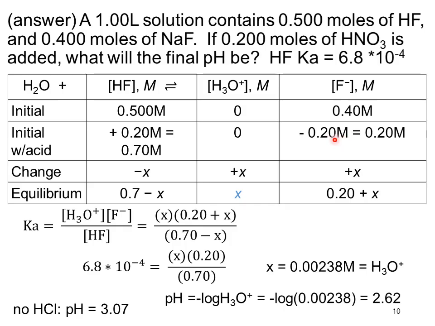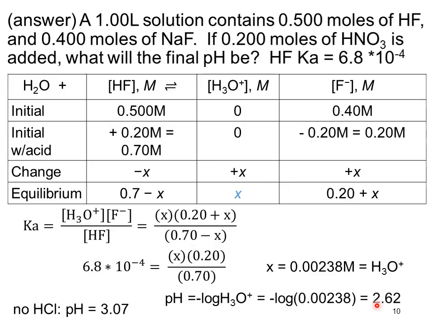Now we still have to go to equilibrium. So the reaction still has to go forward because there's no H3O plus. So we can set up our Ka, 0.2 over 0.7. Again, make the assumption that these x's are basically 0. Cross multiply for x and solve: 0.00238 molar. So our pH for that concentration gives us a pH of 2.62.